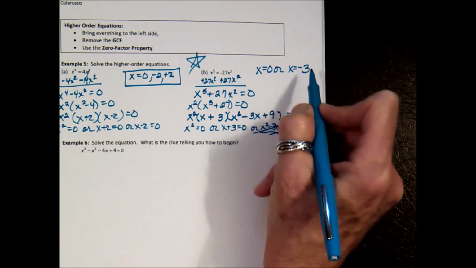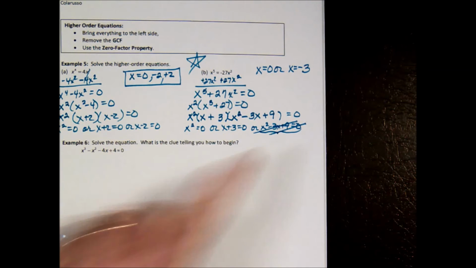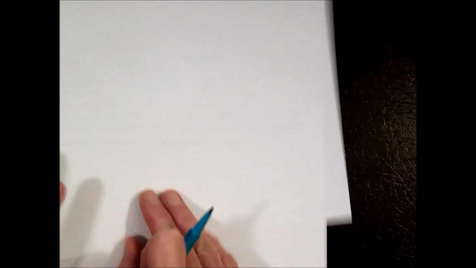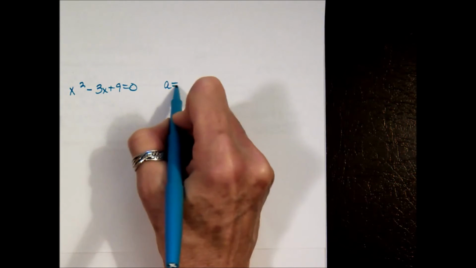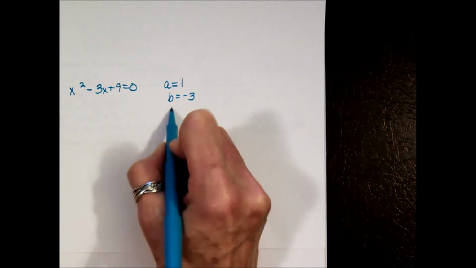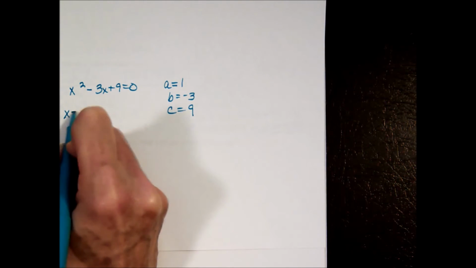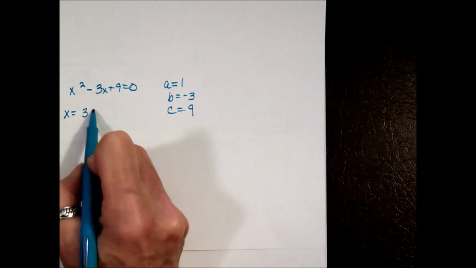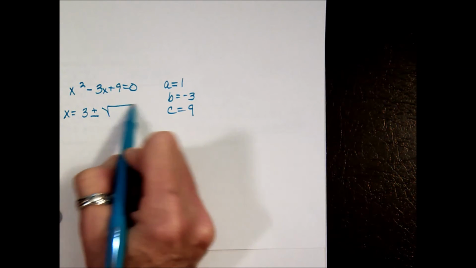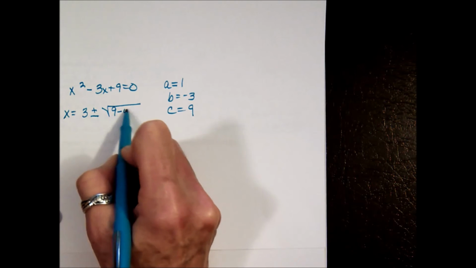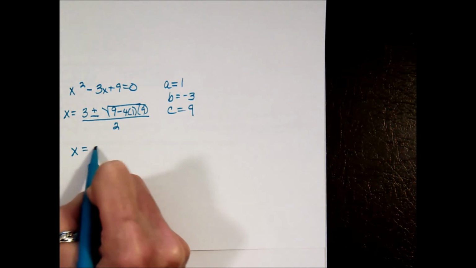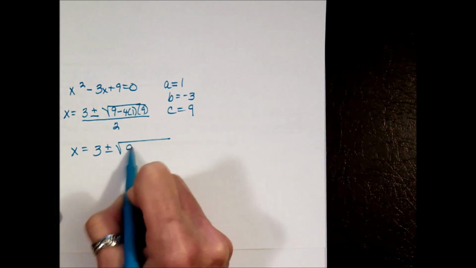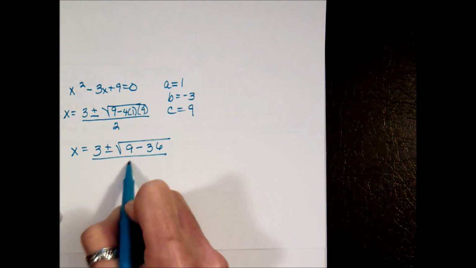Now I'm going to go over here on this other sheet, and I'm going to show you what I'm talking about. It was x squared minus 3x plus 9 equals 0. It's not factorable, so I would have had to say a is equal to 1, b is equal to negative 3, c is equal to 9, and x is equal to the opposite of b plus or minus the square root of b squared minus 4ac all over 2a, or x equals 3 plus or minus the square root of 9 minus 36 all over 2.